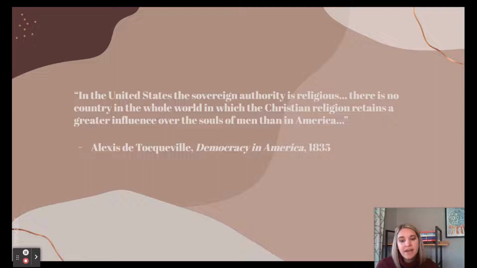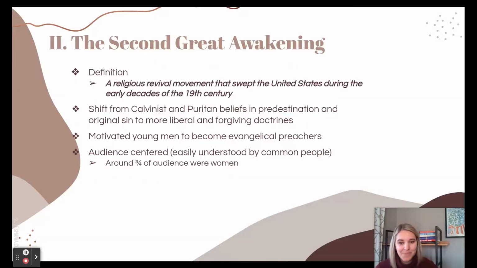So here's a quote by Alexis de Tocqueville in his major publication, Democracy in America. "In the United States, the sovereign authority is religious. There is no country in the whole world in which the Christian religion retains a greater influence over the souls of men than in America." So what led up to this quote is the Second Great Awakening. The rise of this religious movement is what is going to lead to the somewhat truth behind this statement.